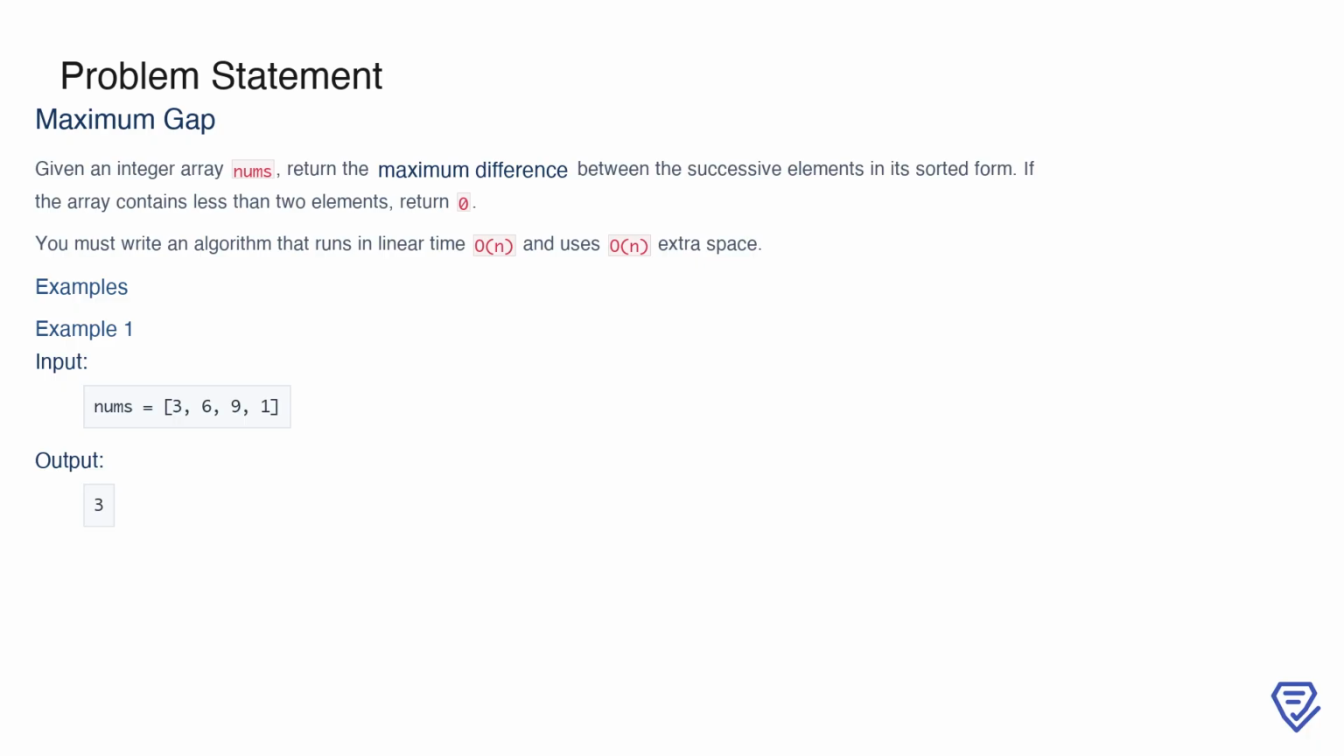However, there are some constraints. If the array has less than 2 elements, the result is 0 since no gap can exist. Additionally, the problem requires that the solution runs in linear time, O(n), and uses O(n) extra space. This means you cannot rely on standard sorting algorithms like quicksort or mergesort, which are O(n log n). Instead, you need to think about specialized techniques to achieve the required efficiency.